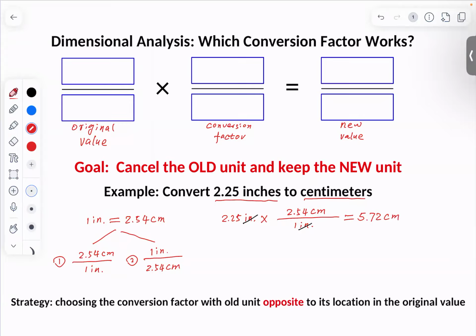On the other hand, if we choose the second one, we're going to multiply 2.25 inches by 1 inch over 2.54 centimeters. In this case, we cannot cancel out inch properly. Instead, we end up with inch squared over centimeter. So this is not a valid unit for length.